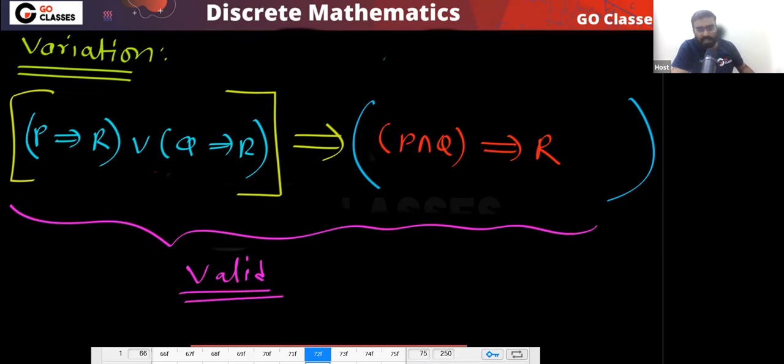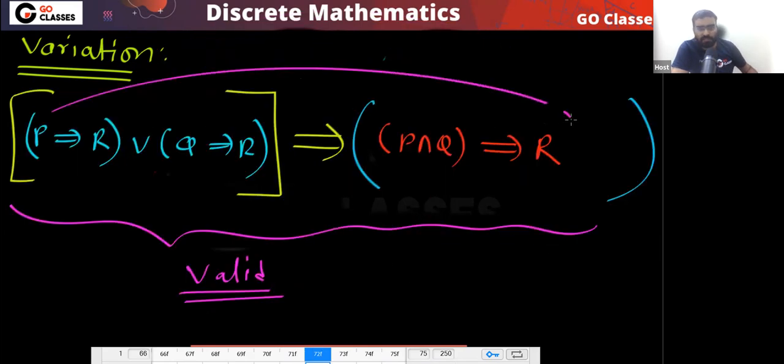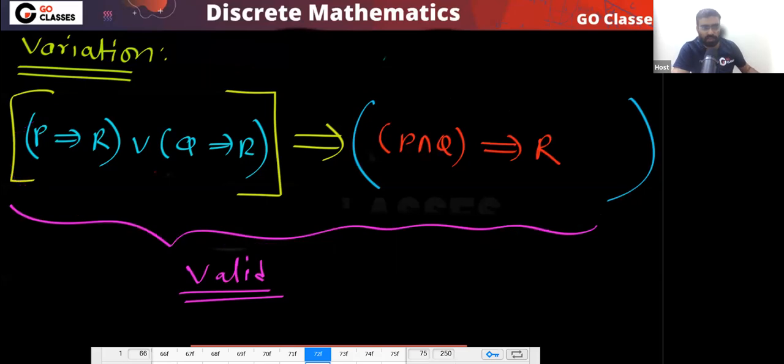The same previous statement, they can give you like this. So what is this saying? This is saying that at least one of P, Q implies R. There is P, there is Q. At least one of them will imply R. Now I can say that if both of them will happen, then R will happen. Yes, of course. So this is a variation and this is valid.